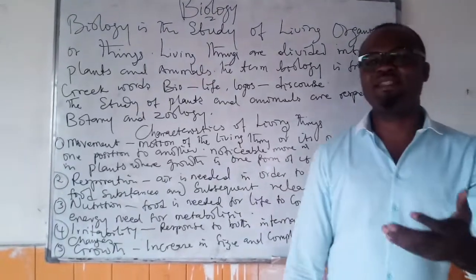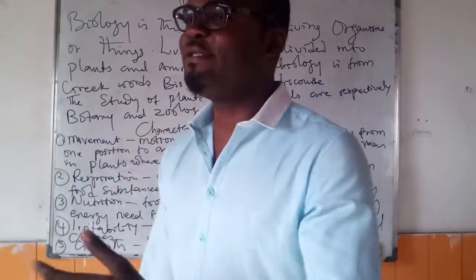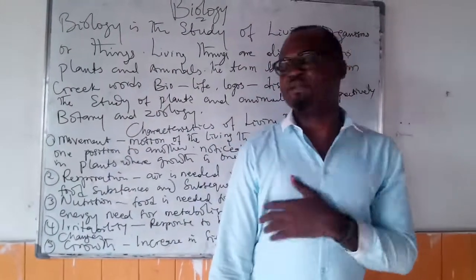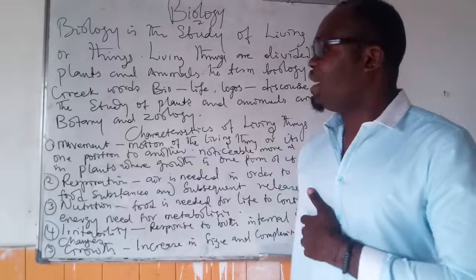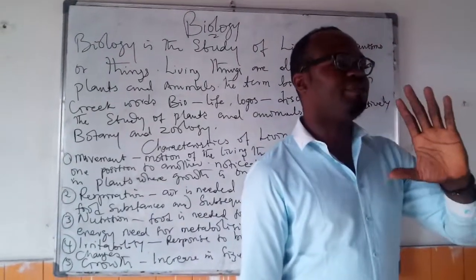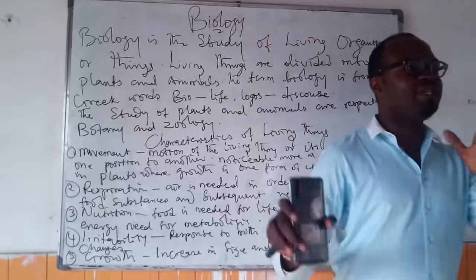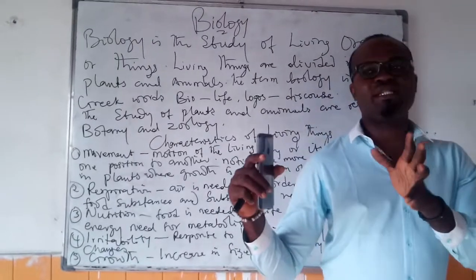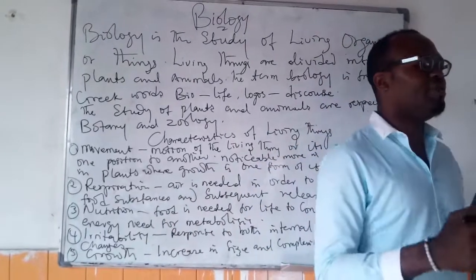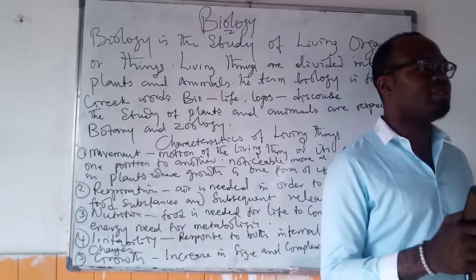I would say that living things are things that have life, isn't it? So those things that have life are what? Plants and what? Animals. Now, in general, we have two broad categories of the biology that you can study. You can either find yourself studying plants, in which case it is known as what? Botany. Or you're studying animals, in which case it is known as what?